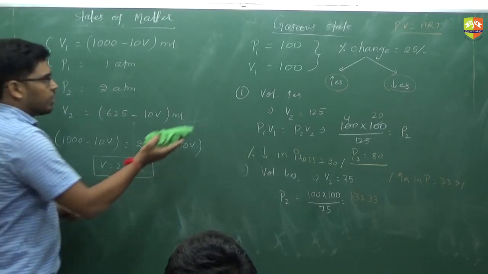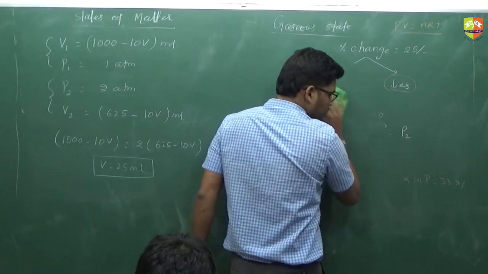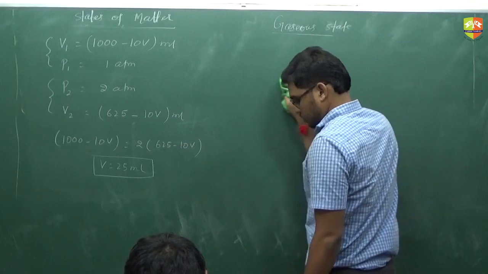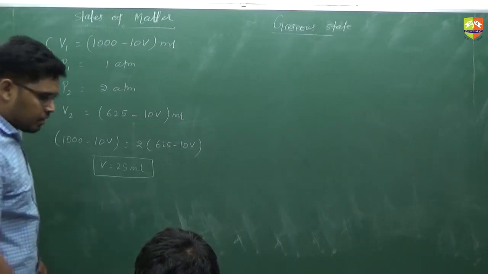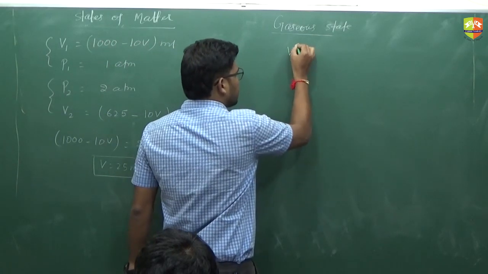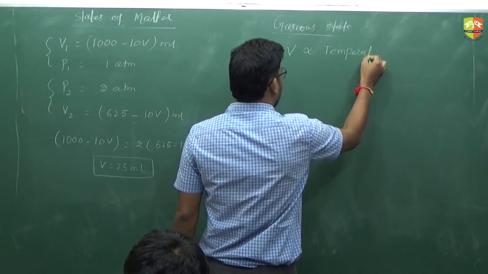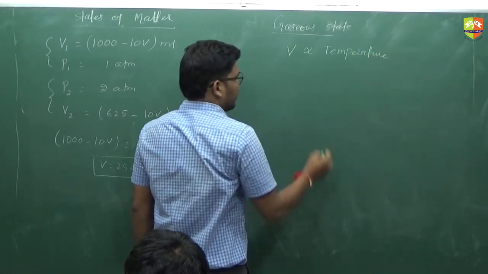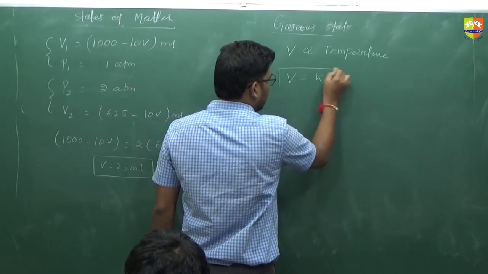Next, write down Charles' law. What is Charles' law? For a given amount of gas, at constant pressure, the volume is directly proportional to temperature. The volume occupied by the gas is directly proportional to temperature. When you remove this proportionality sign, we get V equals KT, where K is what?